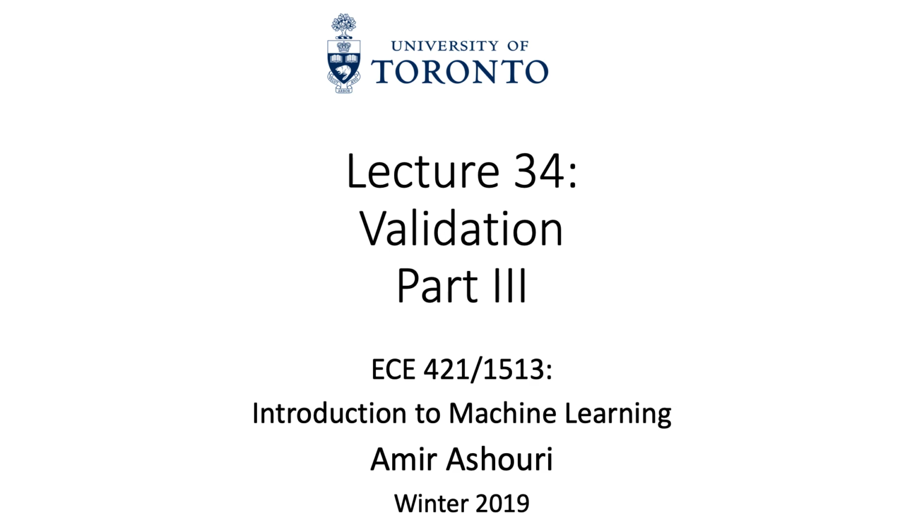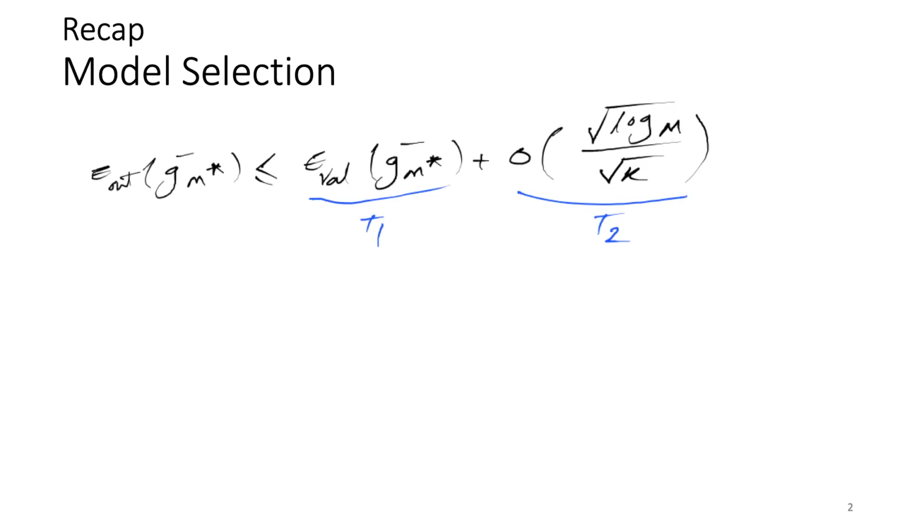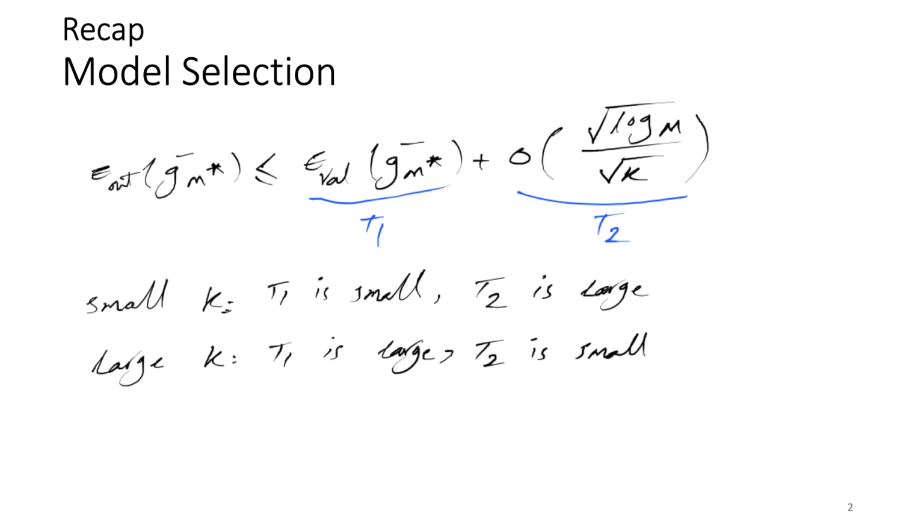So today we're going to talk about the last part of validation. If you recall, in the previous two lectures, we talked about the way we can use validation in order to select a model. And we discussed the complexity of using a validation set. And at the end we found a dilemma that no matter what size we choose for k, we're going to run into a problem with this inequality, which was a generalization of Hoeffding's inequality.